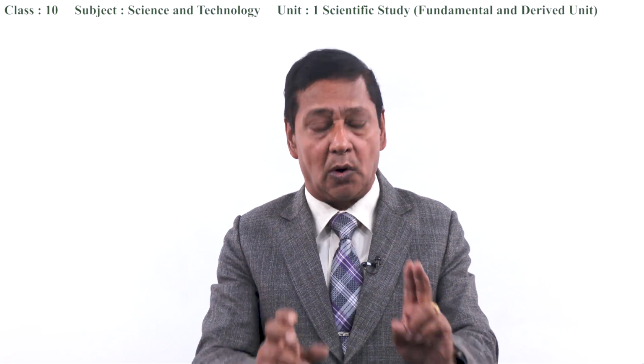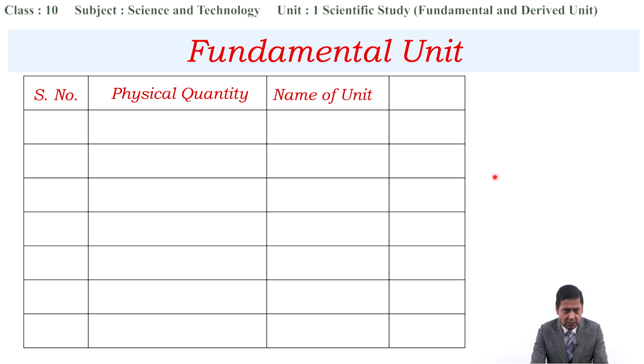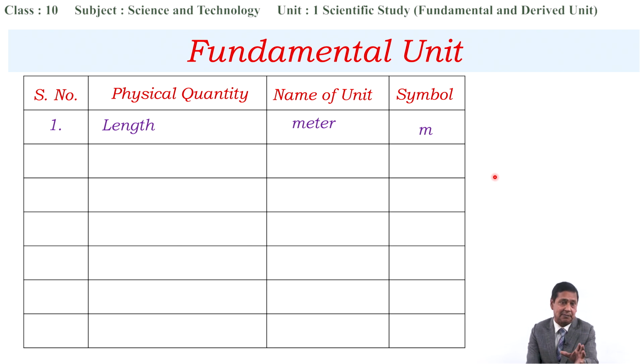Now I want to show all of them. Look at this, it is a table. First, serial number, physical quantity, name of the unit and its symbol. Now, physical quantity length is measured in meter and the symbol is taken as a small m. I am talking about the SI system, but length can be measured in feet also. We are not talking about the FPS system. We are not talking about the CGS system.